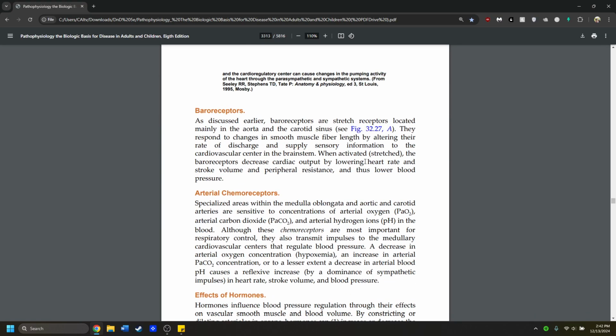So, what are your baroreceptors? As discussed earlier, baroreceptors are stretch receptors, located mainly in the aorta and the carotid sinus. They respond to changes in smooth muscle fiber length by altering their rate of discharge, and supply sensory information to the cardiovascular center in the brainstem. When activated or stretched, the baroreceptors decrease cardiac output by lowering heart rate and stroke volume and peripheral resistance, thus lowering our blood pressure.